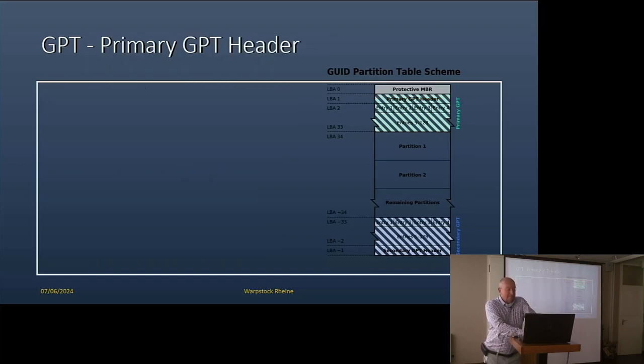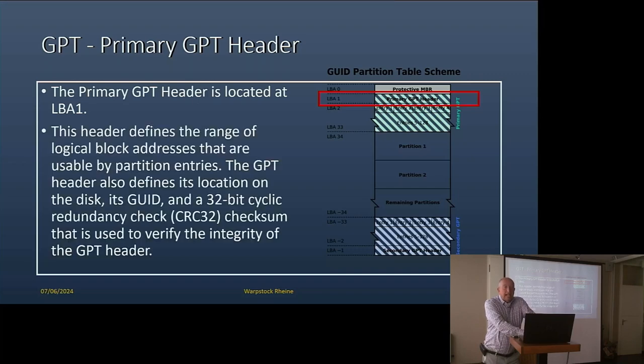Then we have the GPT header. This is located at logical block address 1. This header defines the range of logical block addresses that are used by the partition tables and the partition entries. It also defines the location on the disk. It also has a CRC check in it, so we can check that the GPT table is correct. Previously, you just used the CRC on the disk and you weren't really sure that the information was 100%.